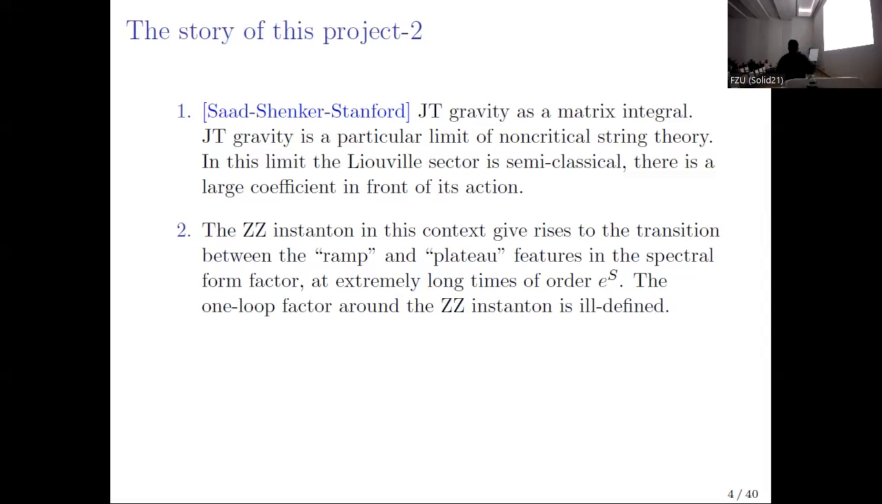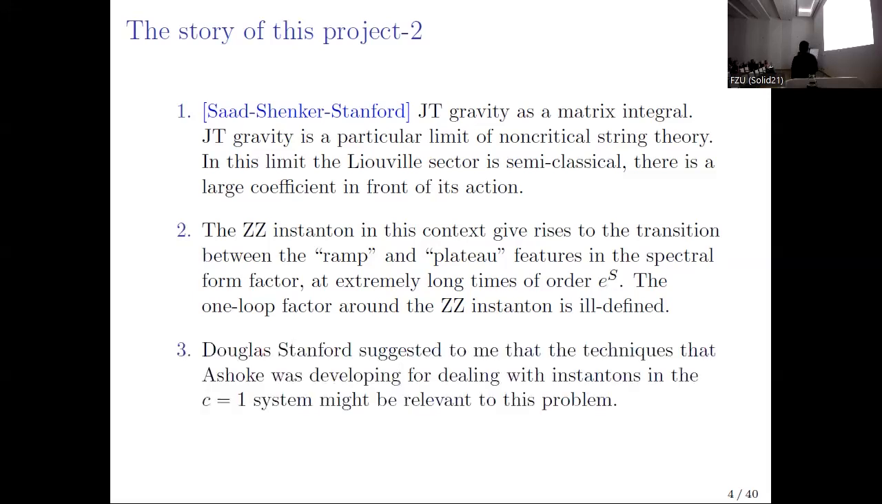So this 2D gravity theory admits some black hole solutions. I don't want to go too much into this, but let's say they were studying dynamics at extremely long times. These are extremely long times for any system, but there is this feature which comes from random matrix theory called the ramp and plateau. And it's precisely the ZZ instanton that's responsible for transitioning you between these two features. What they noticed in this paper was that the one loop factor around the ZZ instanton is ill-defined. Well, it was known, so they couldn't compute it. They made the observation that this one loop factor around the instanton is ill-defined.